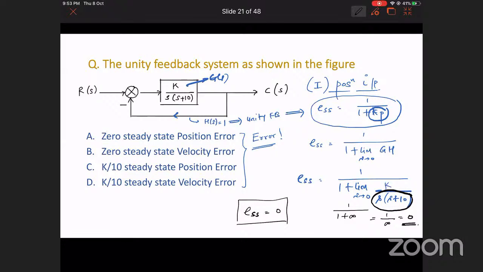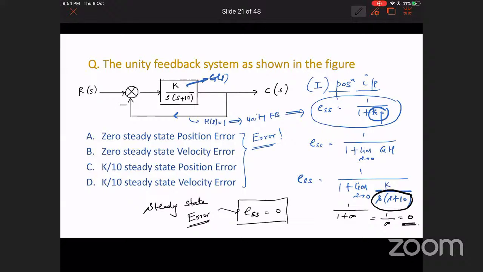What is meant by ESS, guys? It is called a steady state error. Can I say it is nothing but steady state error, guys?